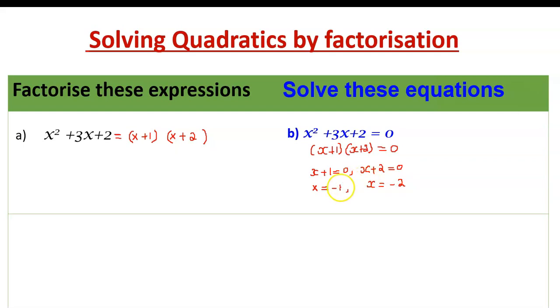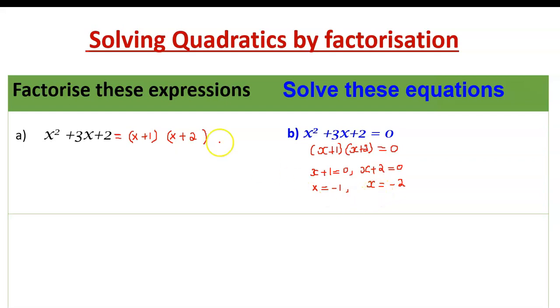Now, if you take minus 1 and you fill it in here, minus 1 plus 1 is 0. 0 times whatever you have here gives you 0. If you take minus 2 and fill it in, minus 2 take away 2 is 0. And if you write down minus 2 add 1, that gives you minus 1. But minus 1 times 0 equals 0. So this is the solution.